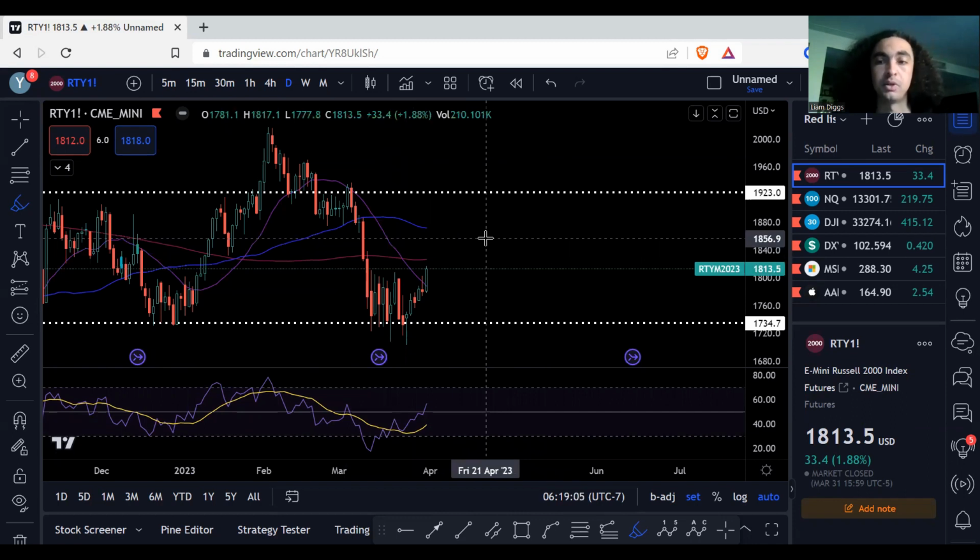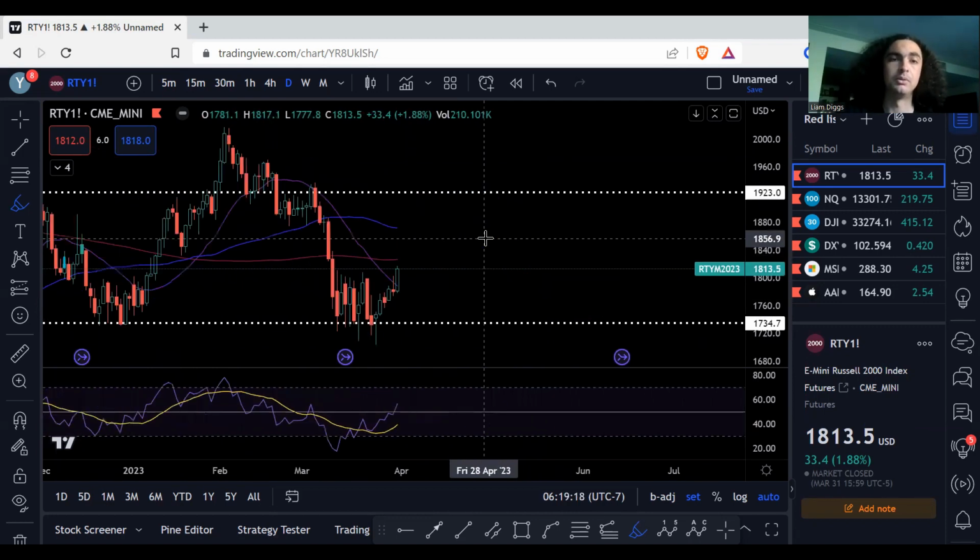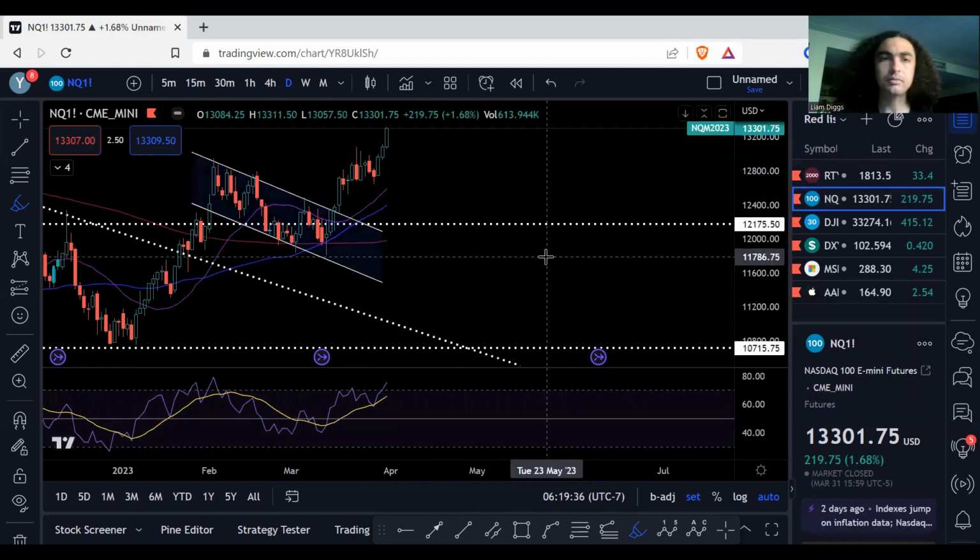I do have an open position on the Russell, which has turned around and started moving my direction quite well. So I'm happy with the way that's working out, and I'll keep you guys updated there when I close it, when I take profit, all that good stuff. So let's jump over to the NASDAQ.